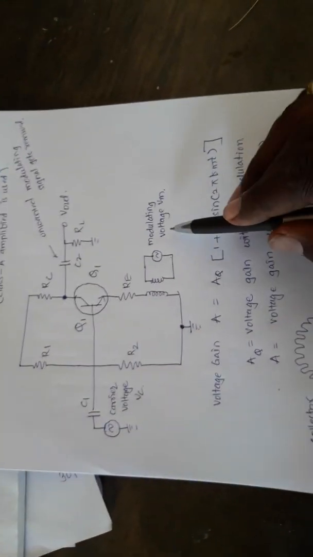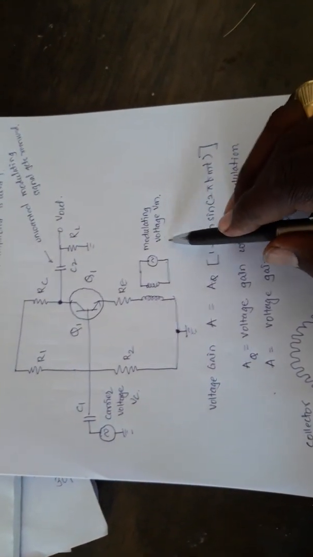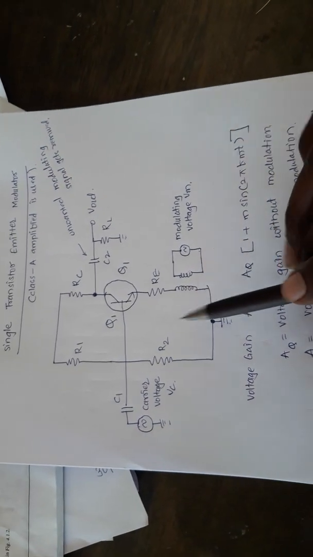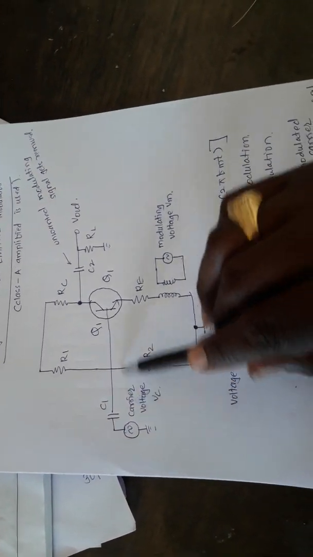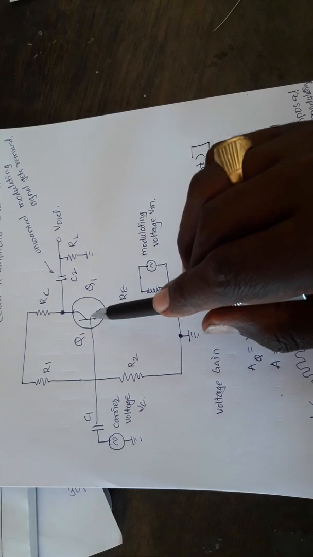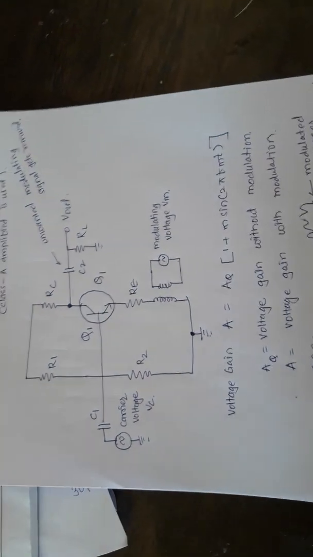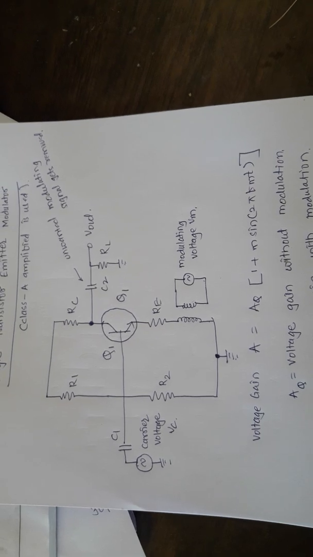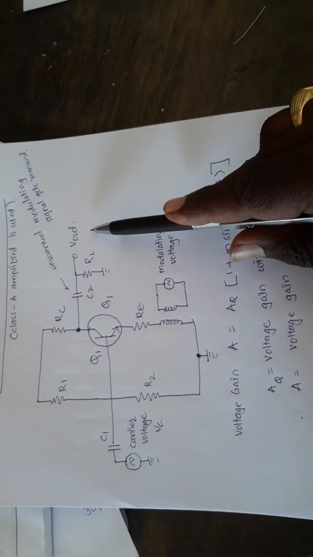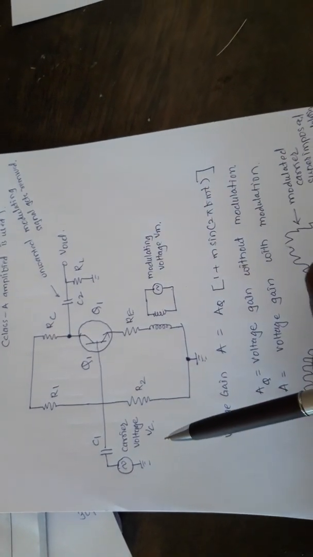Now, when the modulating signal is absent, so no modulating signal is applied to this circuit, it means that only the carrier signal is applied to the base of the transistor. So, this circuit itself acts as only a class A amplifier and it amplifies the carrier. Whatever output we are getting here is nothing but the amplified carrier voltage.